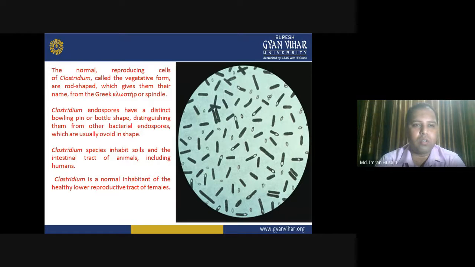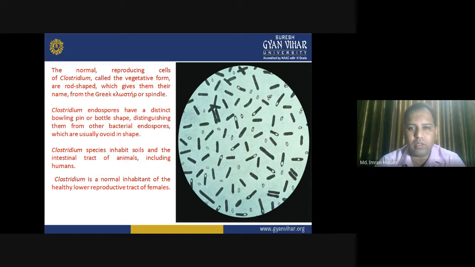The normal reproducing cells of Clostridium, called the vegetative form, are rod shaped, which gives them their name from the Greek word that means spindle, Clostridium. Clostridium endospores have a distinct bowling pin or bottle shape, distinguishing them from other bacterial endospores, which are usually ovoid in shape.